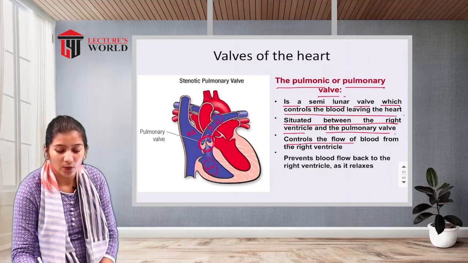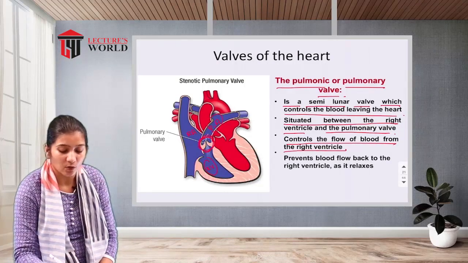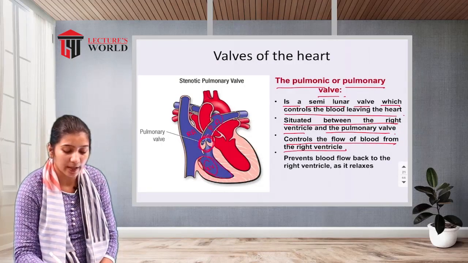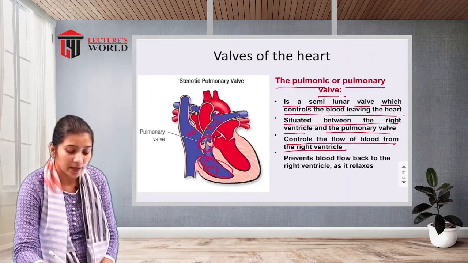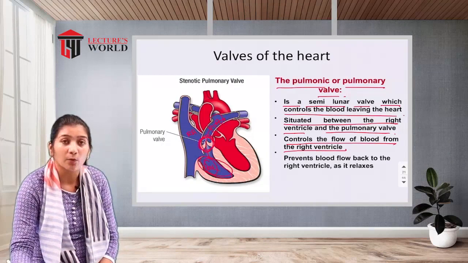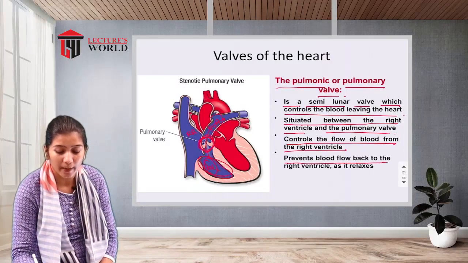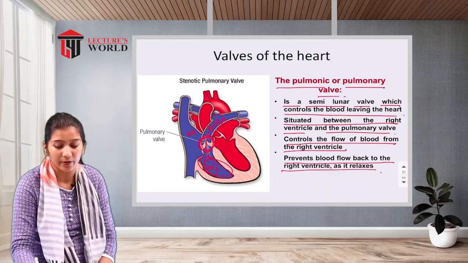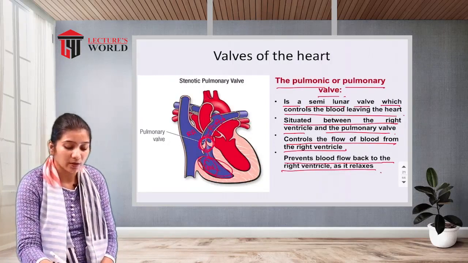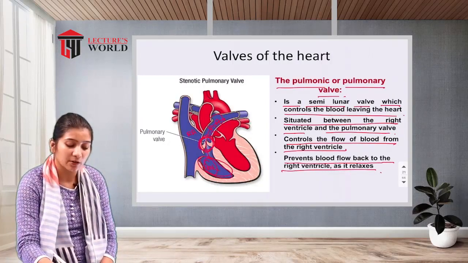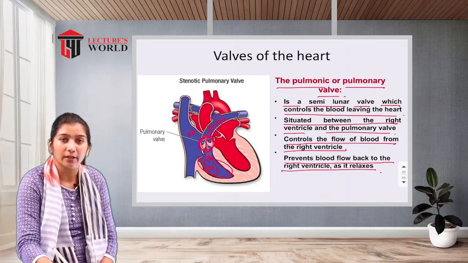It controls the flow of blood from the right ventricle. So whatever deoxygenated blood is collected in the right ventricle will go into the pulmonary artery with the help of the pulmonary valve, and it prevents the blood from flowing back to the right ventricle as it relaxes. Okay, so when the valve is closed, the blood will not come back to the right ventricle.